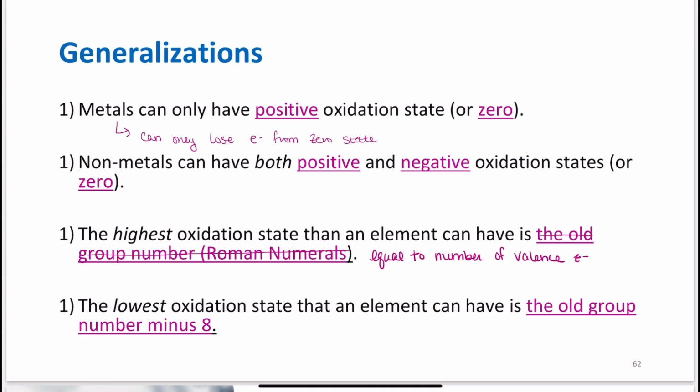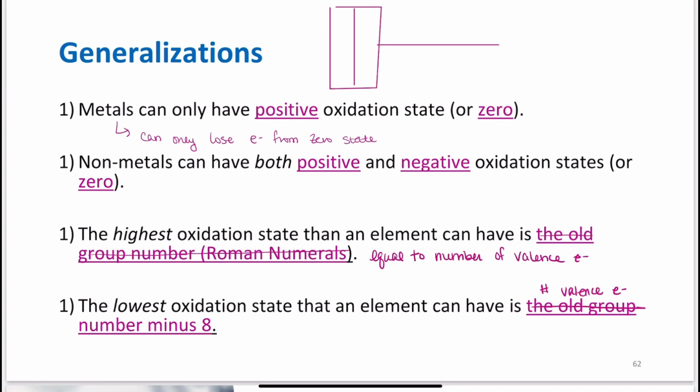And I'll talk about the group numbers in a sec. But number of valence electrons. This one is the number of valence electrons, the old group number, minus 8. So the reason I say the old group number is some people, not as many now, but it used to be a lot more people teaching them that way.